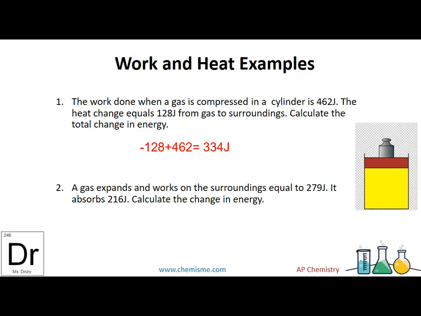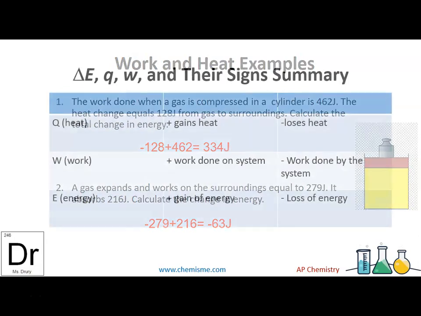Here's another example. A gas expands and works on the surroundings equal to 279 joules. It absorbs 216 joules. Calculate the change in energy. So this time again, we have to determine what charges we want. If the gas is expanding, it's doing the work. The work is negative 279, and it's absorbing 216 joules. That means it's going in. So even though this feels like the energy is going into the system, that's only for the heat. It's still doing work. So we have to say negative 279 plus 216 is a negative 63 joules. It's losing energy even though it's absorbing heat. So that's really important. We realize that those are two different terms.